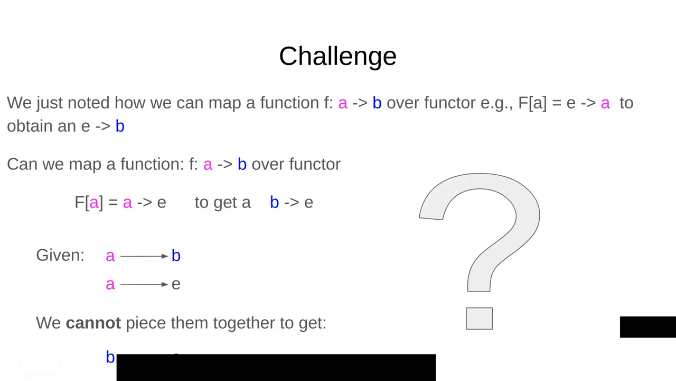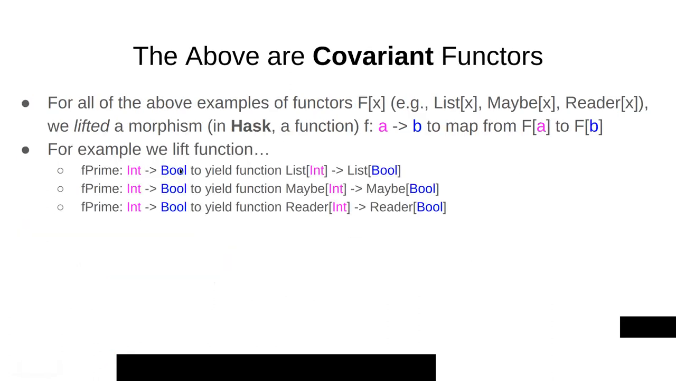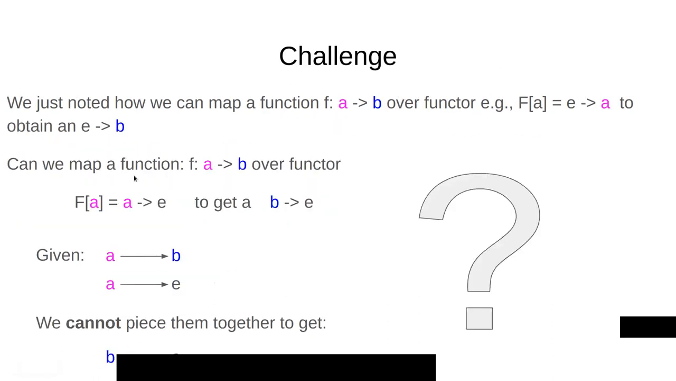But here's the question. Here's the close cousin that requires a different handling. Okay, so we just did this for the reader functor. Now suppose we again want to map this function. For all of these, we're mapping a function of this type. Suppose now we have a functor that takes a type A and maps that type A to a type A arrow E, not E arrow A. So this is a type. What does this type mean?